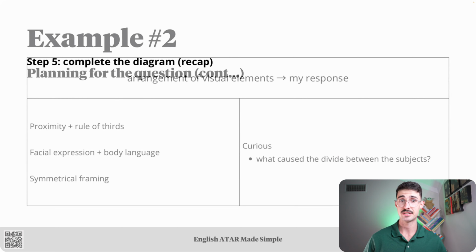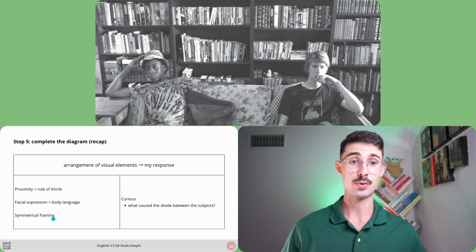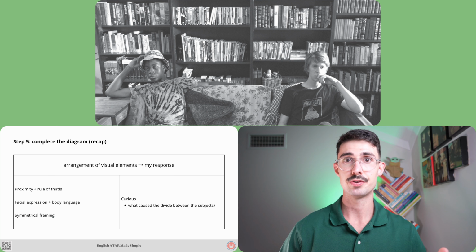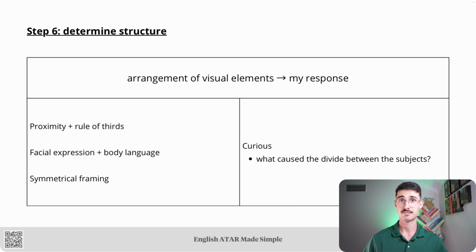Regarding the arrangement of visual elements part of the question, we discussed 3: the proximity and how that works with rule of thirds, facial expression and how that works with body language, and symmetrical framing. These visual elements then led to my curious response, and it's curious because I want to know what caused the divide between the two subjects. That is step number 5 that we completed in the last lesson. Now let's look at determine structure, step number 6.